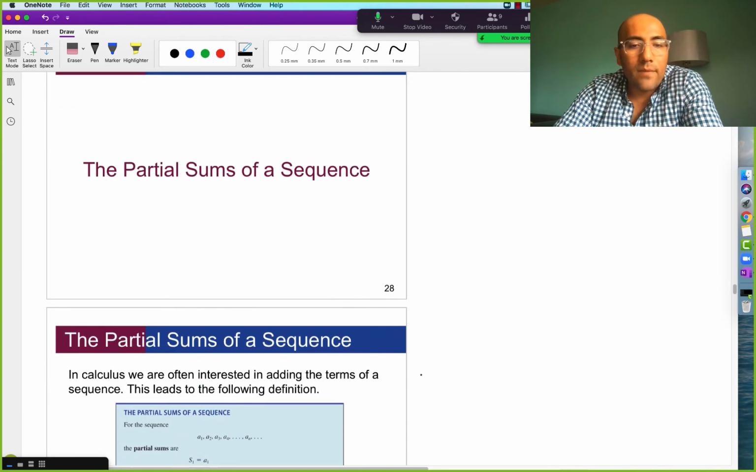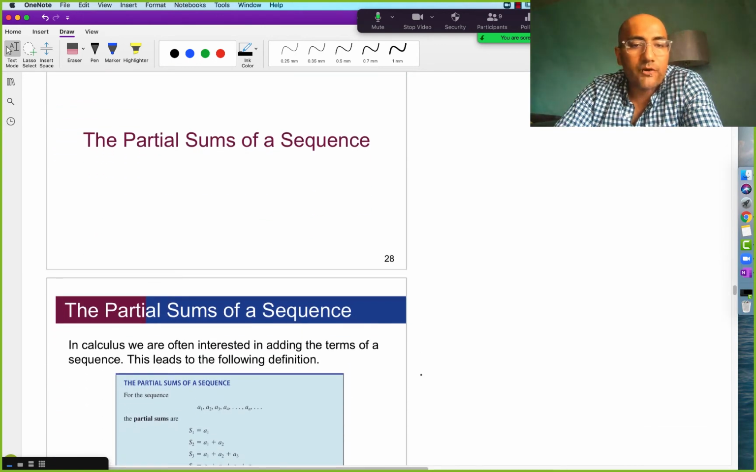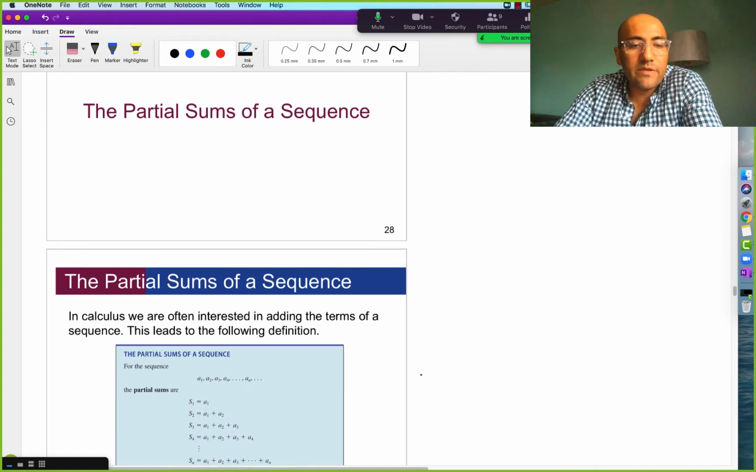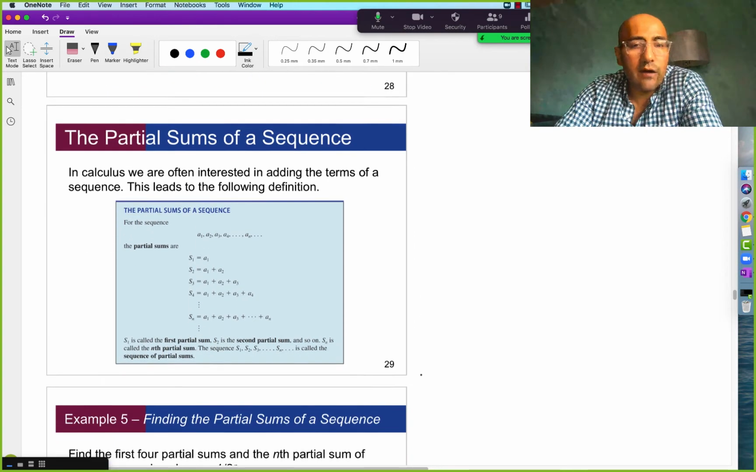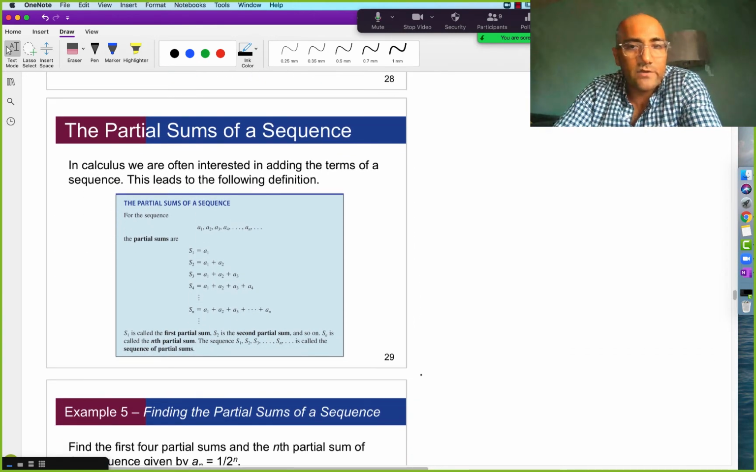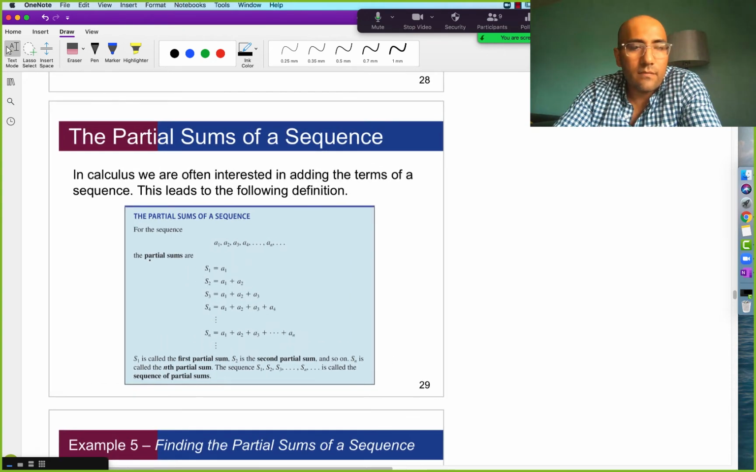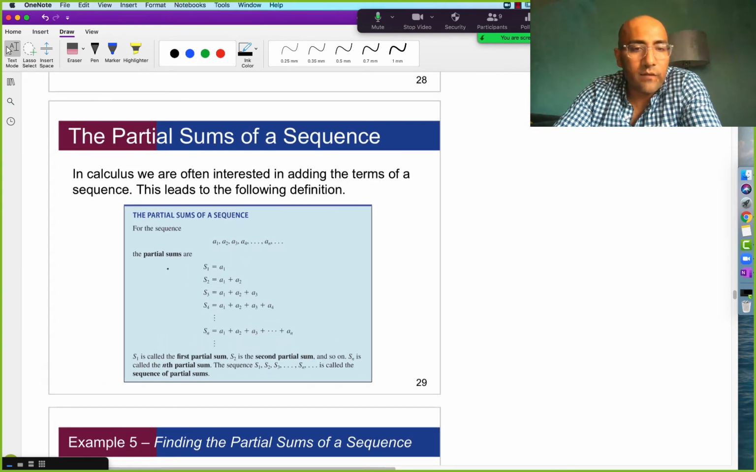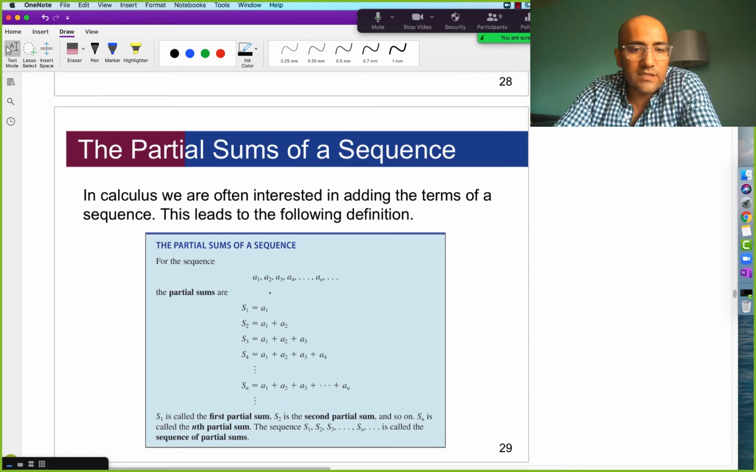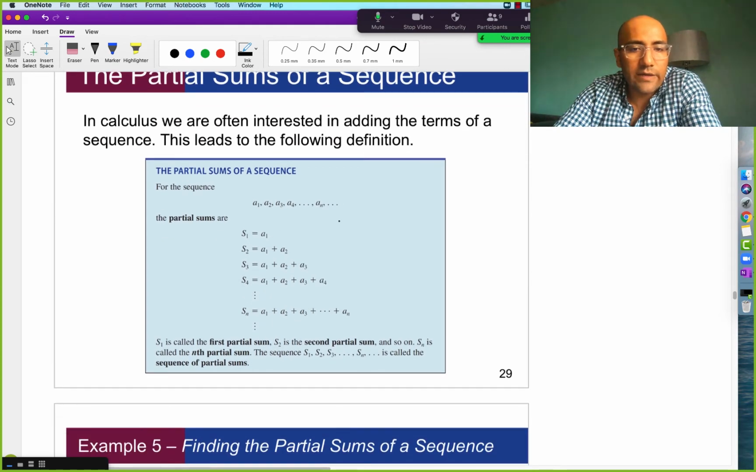Okay, now let's look at the partial sums of a sequence. Something else that we often want to do, particularly in calculus as we prepare to get into calculus, is that when we're given a sequence, we want to think about what happens as we begin to add them in this way. So let's say that we're given the sequence a sub 1, a sub 2, a sub 3, and so on and so forth.